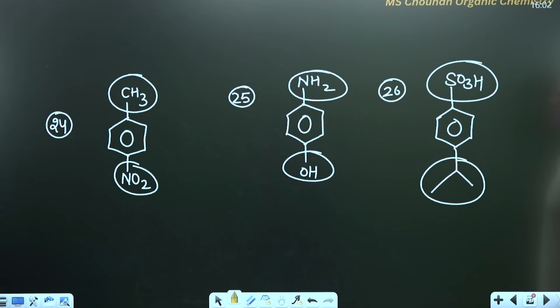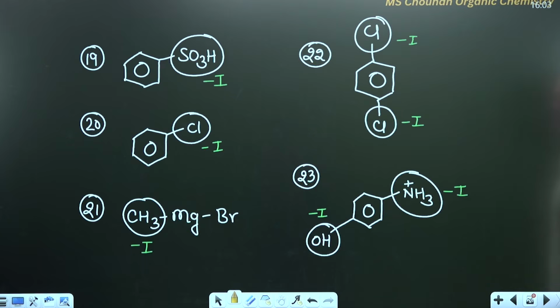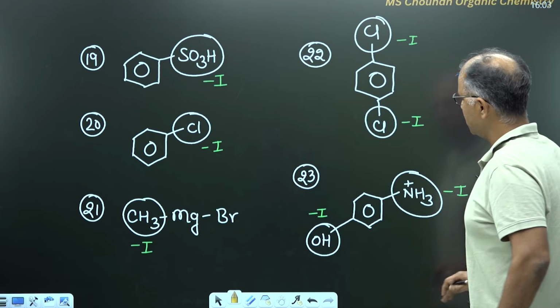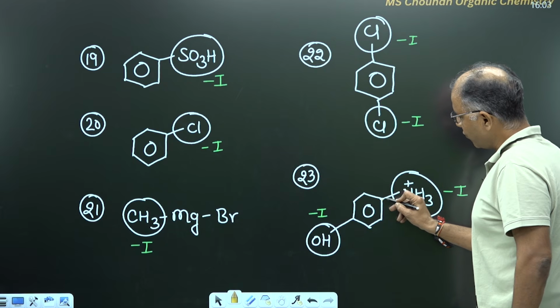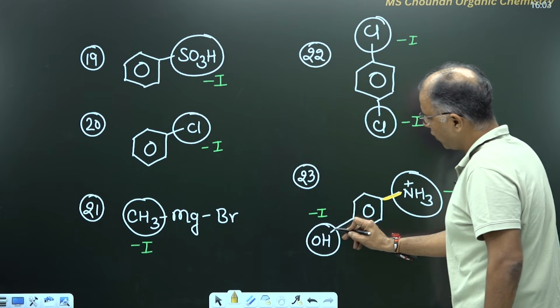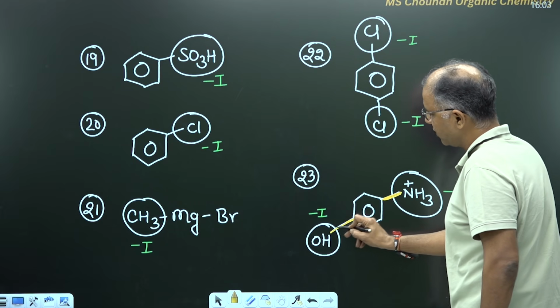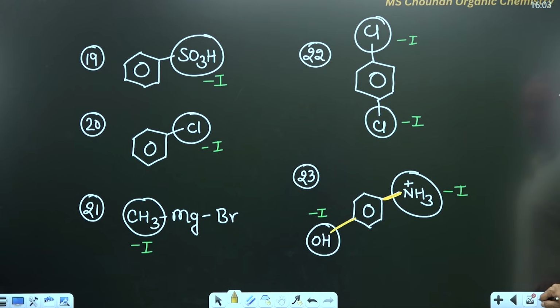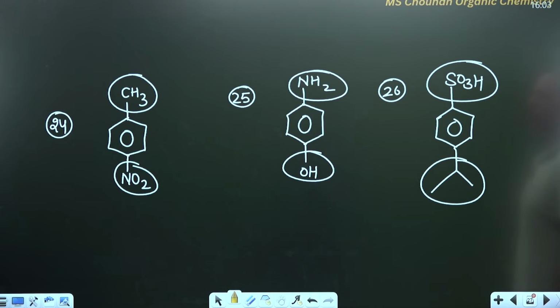Now try these examples. If there are two groups, then what should be your approach? You can check the electronegativity difference of this bond, then you have to check the electronegativity difference of this bond. There may be two inductive effects. Similarly, try these examples.